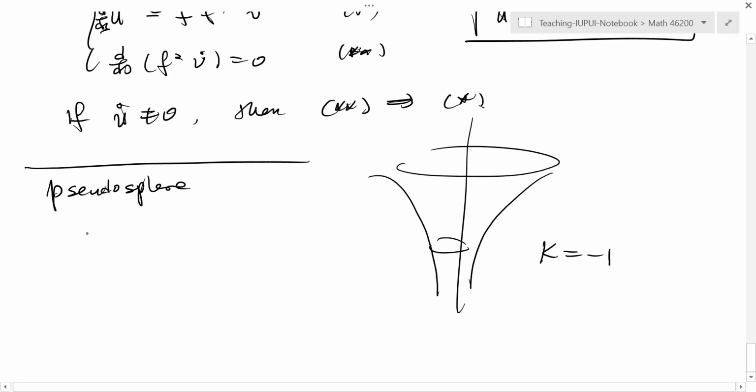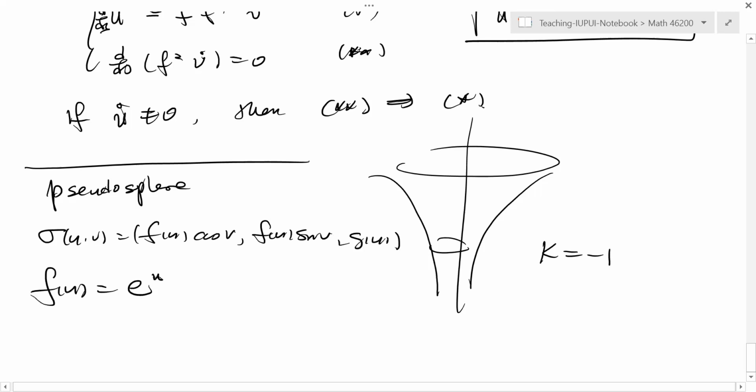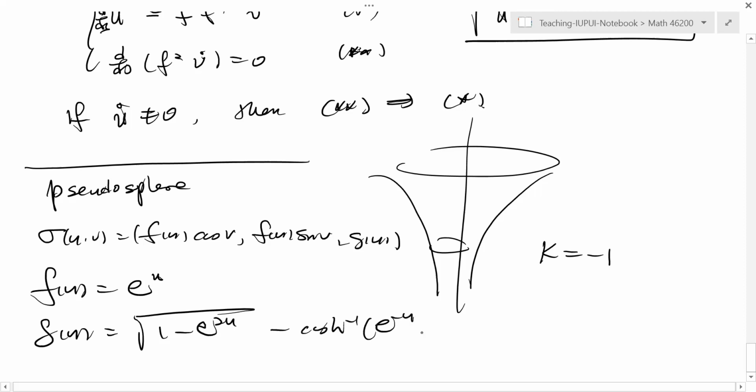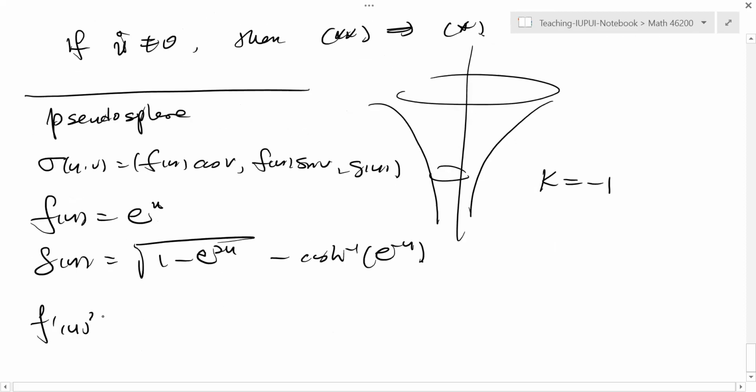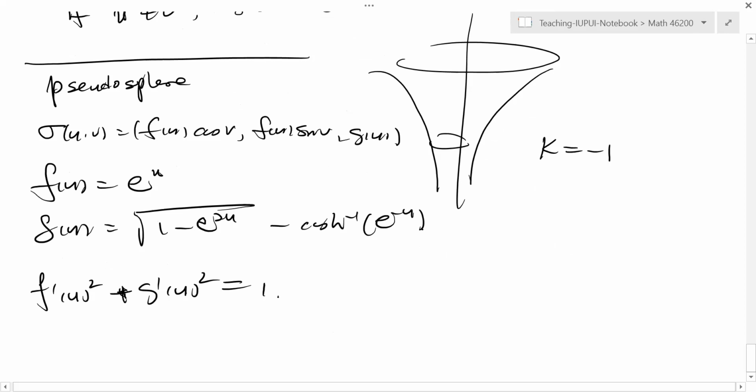So this is a UV parameterization: f of u cosine v, f of u sine v, and g of u. Here f of u is going to be e to the u, and g of u is going to be the integral of the square root of 1 minus e to the 2u, which is the inverse hyperbolic cosine of e to the negative u. You can check that it always equals 1. It's not easy to solve for g if f is given. So there's no freedom for g once f is given. f is the exponential function, e to the u.